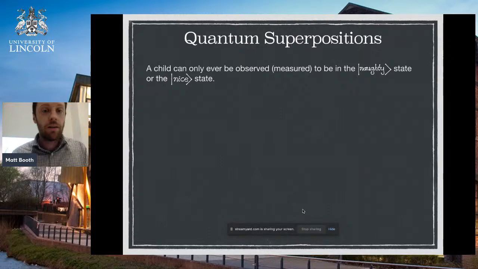But a child can only ever be observed in the naughty state or the nice state. Before we observe or measure the child, they can exist in some mathematical combination called a superposition between naughty and nice, but when we measure them, we only ever see them naughty or nice.